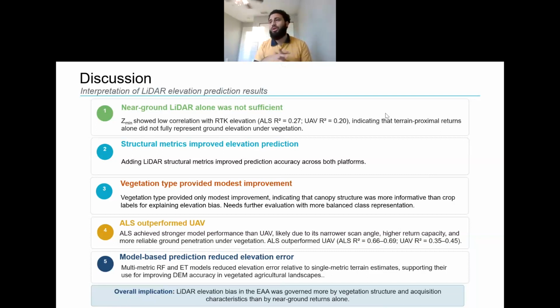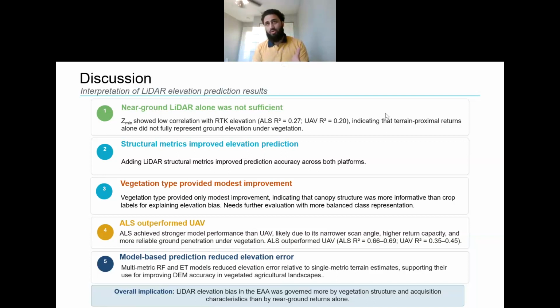Because you can imagine we are sending a lot of points, so we have a trade-off to make. We cannot store all 6 or 7 returns, because then it will be billions of points. It already was billions of points in this small study area for UAV. But since the UAV sensor only had the capacity to record 3 returns, it was most likely getting the last return from the middle part of the canopy or the root of the canopy.